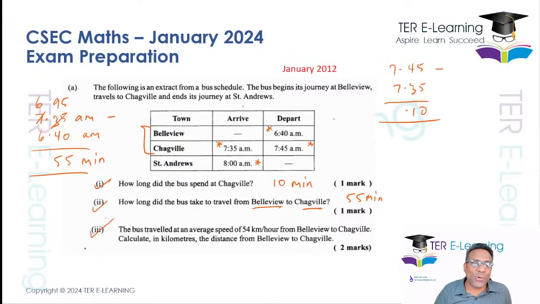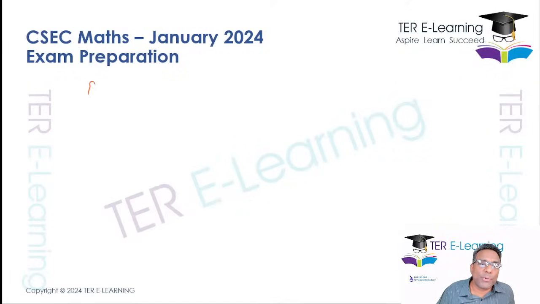All right, so the next part here now, they said the bus travels at an average speed of 54 kilometers per hour from Bellevue to Shagville. Calculate the distance in kilometers between Bellevue and Shagville. Now, this is what we know. Make sure I'm reading this correctly again. We're going from Bellevue to Shagville. Now we know the time taken to do this here is 55 minutes. That's the time taken.